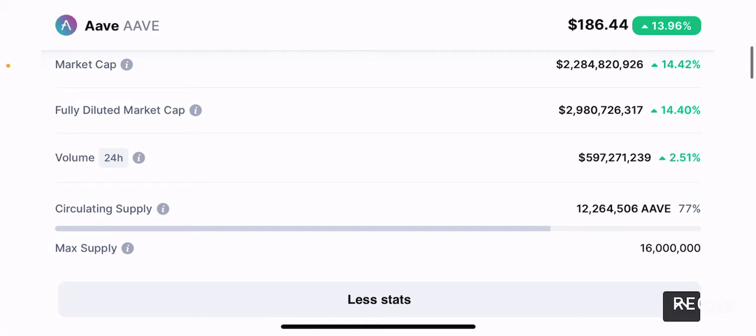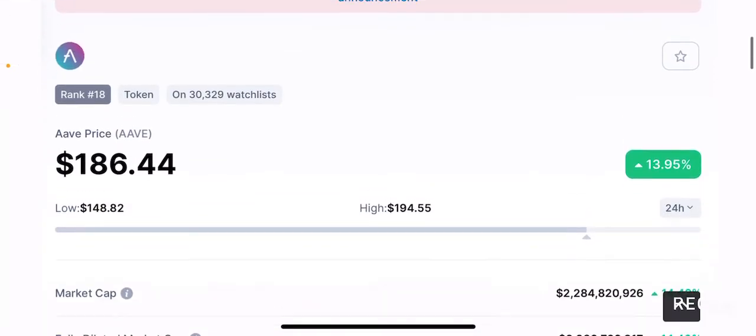It has amazing tokenomics. Its max supply is 16 million, and the circulating supply that we currently have as of making this video is 77% of the max supply, right? The token itself is used for staking, governance, and by holding this token, you are also investing in a small fraction of the future of DeFi as a whole, right?